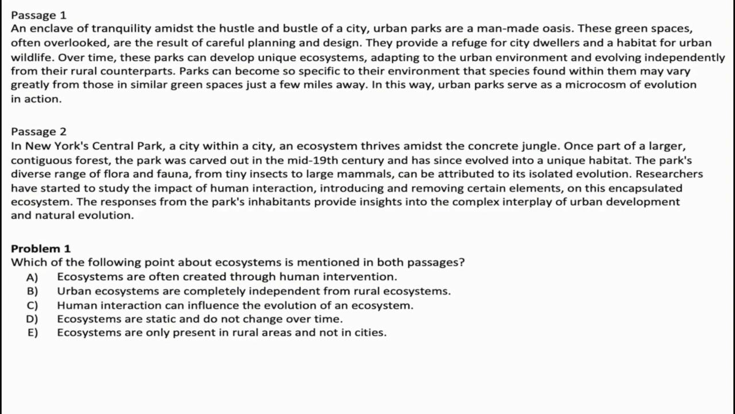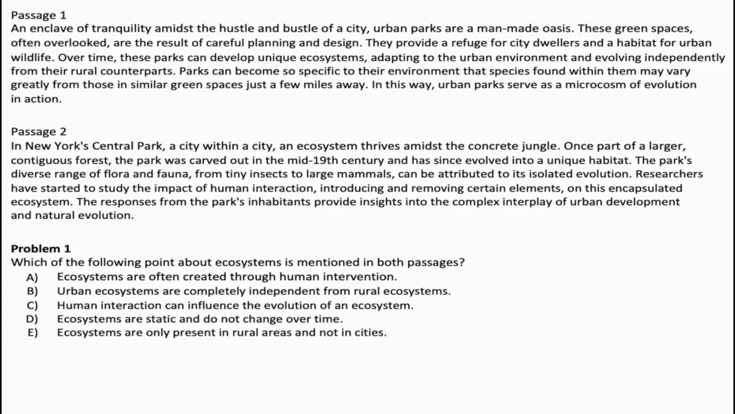Problem 1 says, which of the following points about ecosystems is mentioned in both passages? So one more mental check. It's always important to understand, how do these passages relate to each other? What's the overlap? What's the difference? I'd say they're both about urban parks and how they're unique ecosystems, but the second one is specifically about Central Park. Okay, close enough.